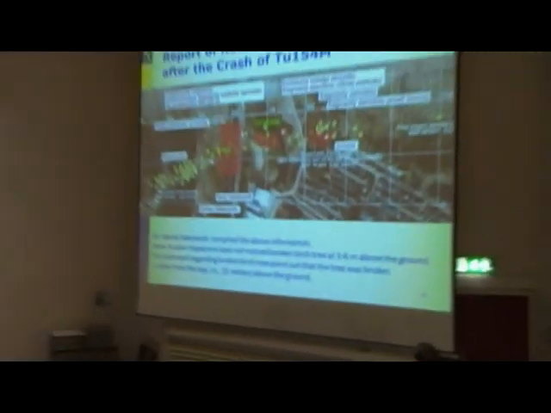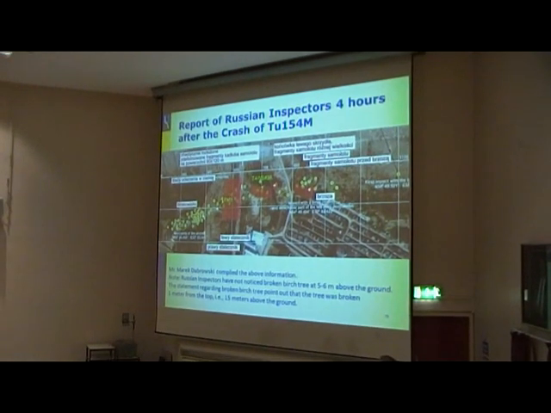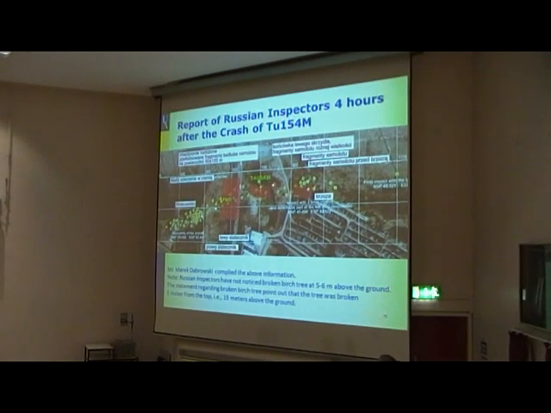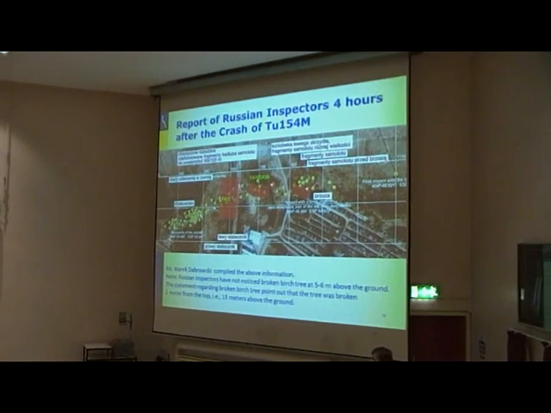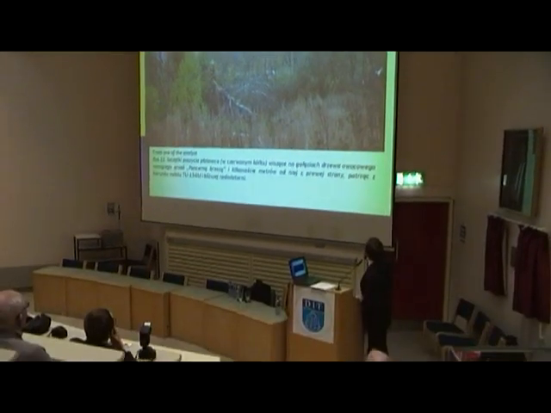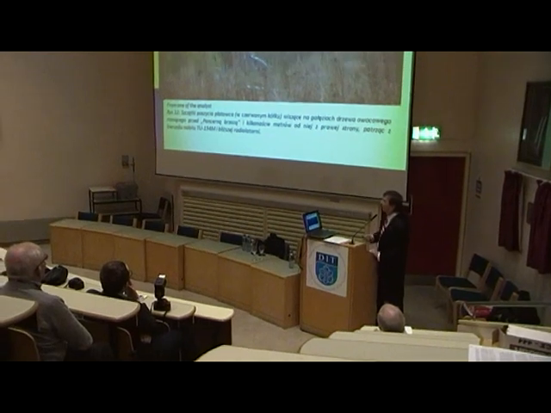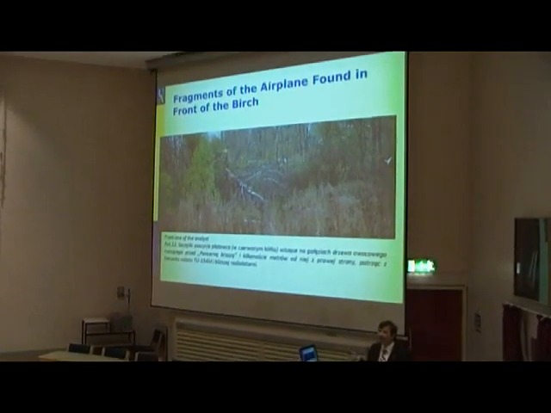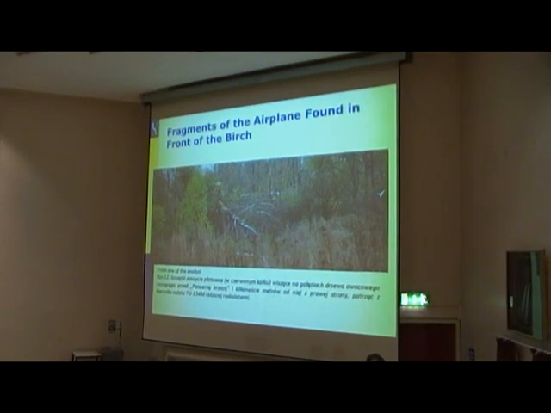This is the birch, and before the birch are parts of this airplane. You can see all these parts shown here along the flight path of the airplane. This is the part that is hanging before that birch. You can see the distance from the birch. So how that thing would fly after hitting the birch backwards, I cannot figure it out.